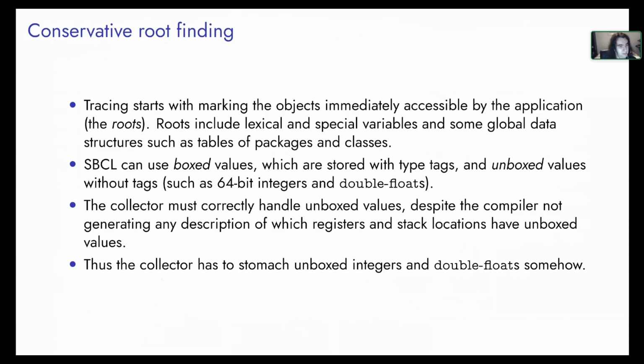One complication is that the SBCL compiler can use boxed tags, which have type tag pointers on the end of the pointers, so we can tell types of those, and it also has unboxed values without tags. On a 64-bit system, these are the 64-bit integers and double floats. These don't have type tags on them, but if we're really unlucky, they can look like pointers, and we have to manage these very carefully. So the collector has to correctly handle the unboxed values despite not knowing which are boxed and unboxed.